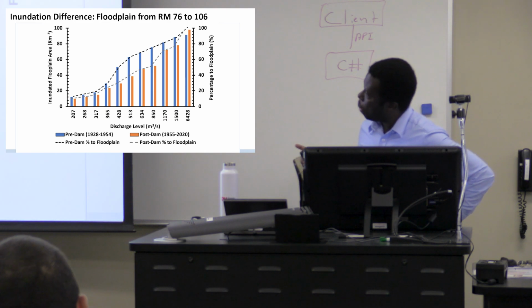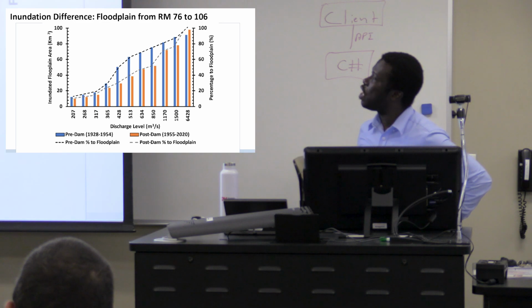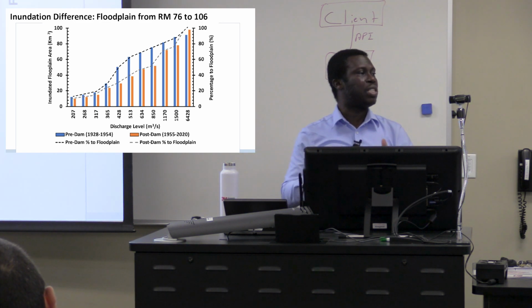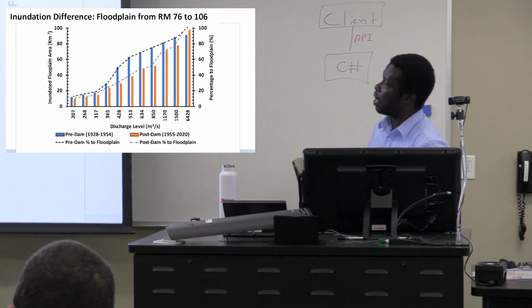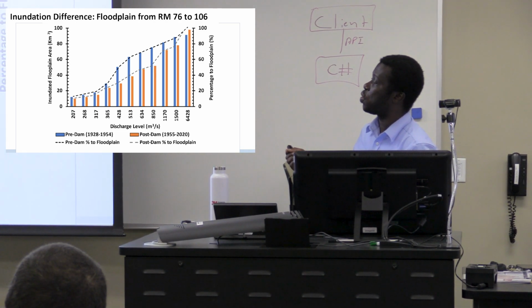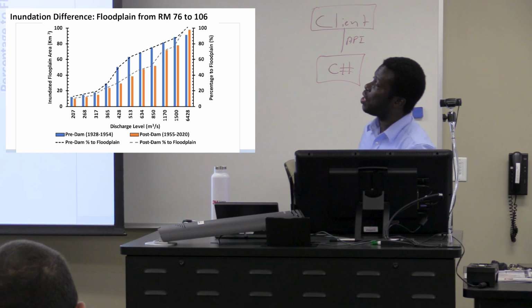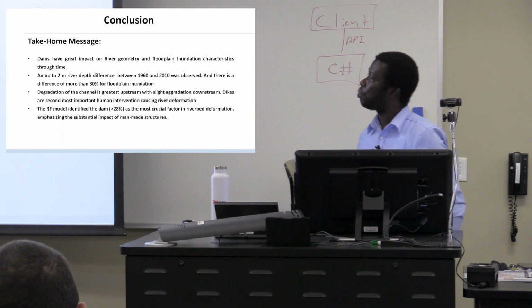But here, when you pay attention to this, you see inundation with regards to percentage of floodplain. So, the amount of inundation regarding how much has inundated on that floodplain. For the pre-dam period, we have more inundation on the floodplain as opposed to the 20-year post-dam period. And in some cases, the inundation difference reached about 30%.